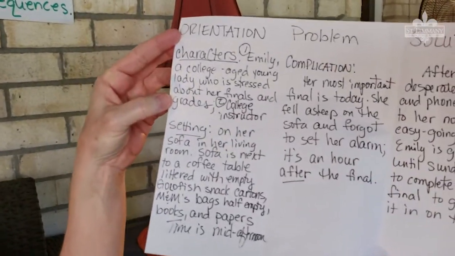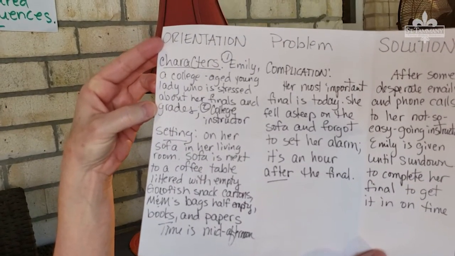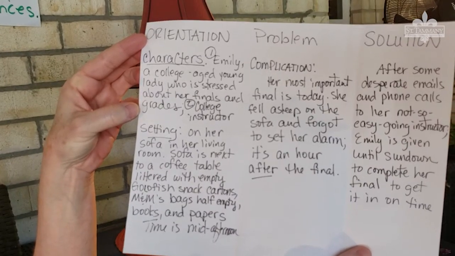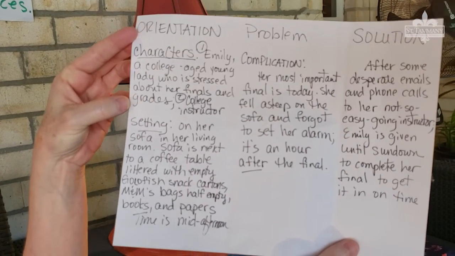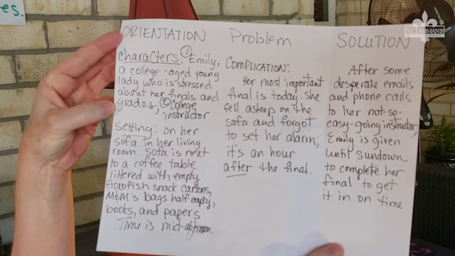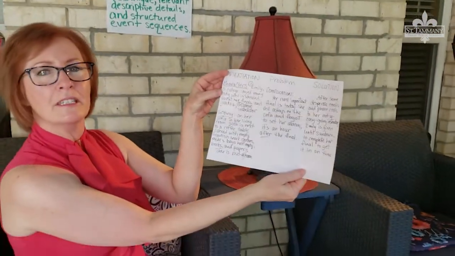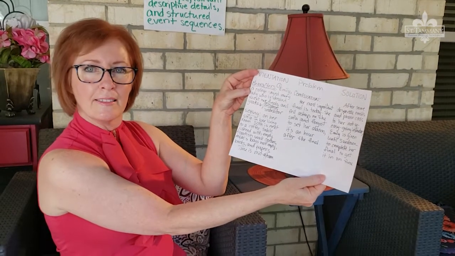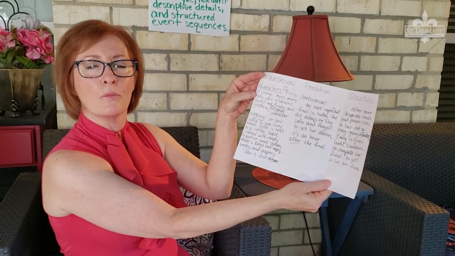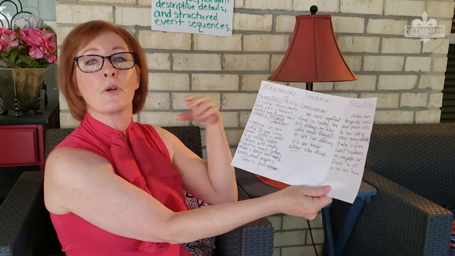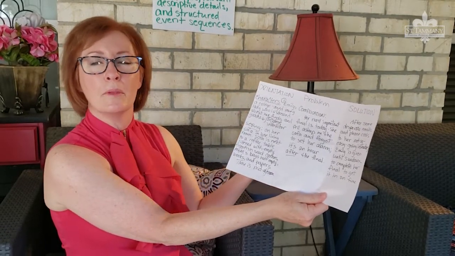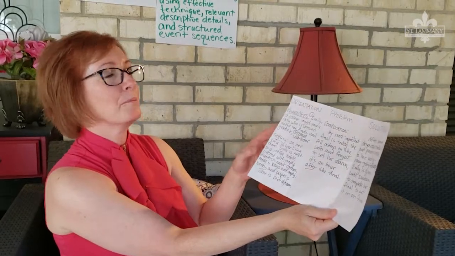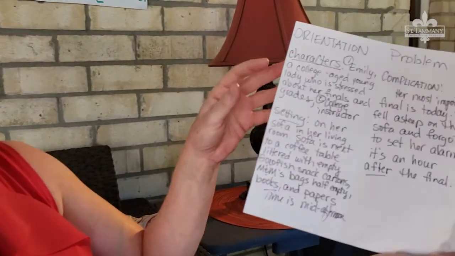Characters. 1. Emily, a college-age young lady who is stressed about her finals and grades. 2. College instructor. Notice I gave some detail with the character Emily, and the reason I did that is so that when I go to write it, it's going to help me out a little bit by giving me those details ahead of time. Make the writing process easier.